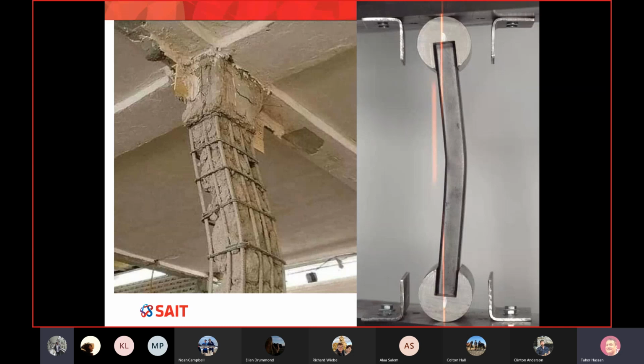Yes. So remember, we're compressing. So compression means my member should get shorter. My member should get shorter. That's in compression. However, it looks like although I'm applying compression, my element has simply bent.